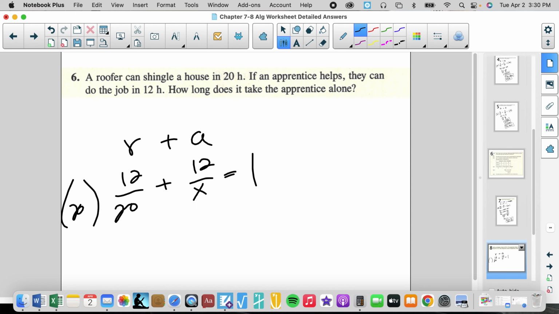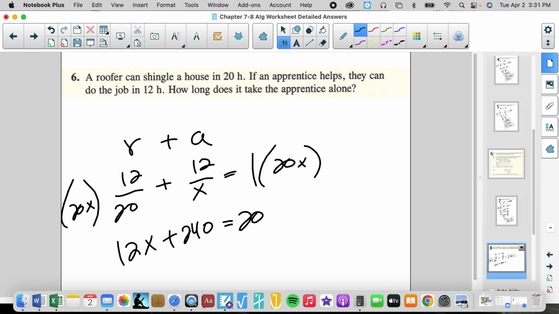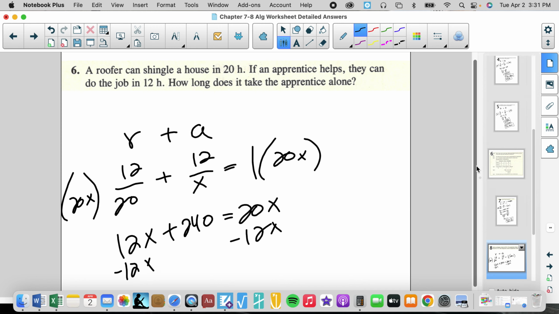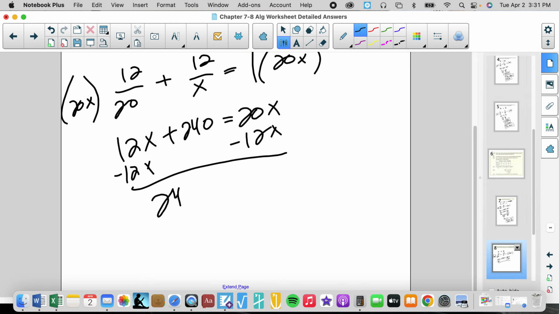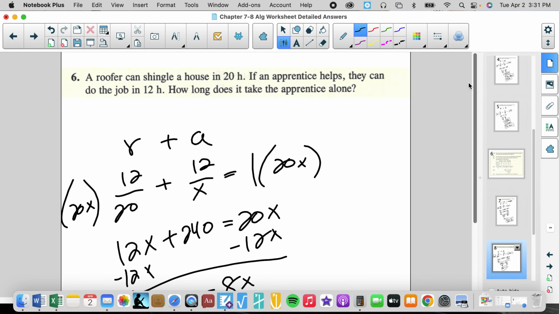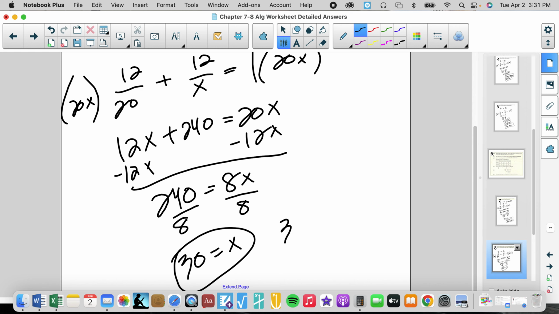So 20x, you get 12x plus 240 equals 20x. Let's subtract the 12x. We get 240 equals 8x, divided by 8, and we get 30 equals x. 30 is the apprentice. It takes him 30 hours. Hello, 30 hours for the apprentice alone.